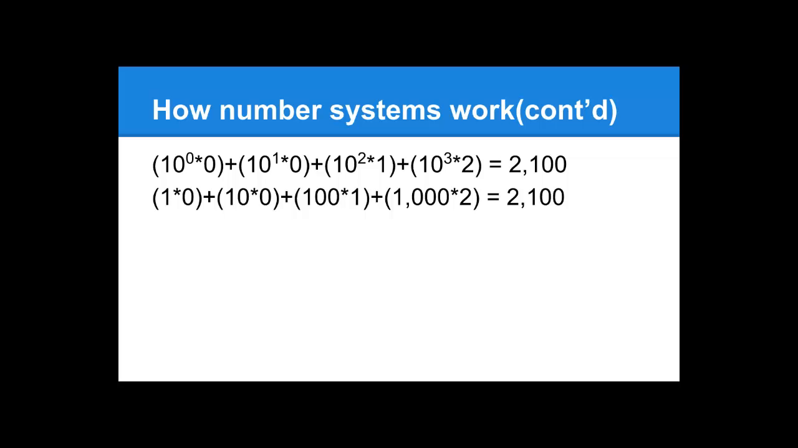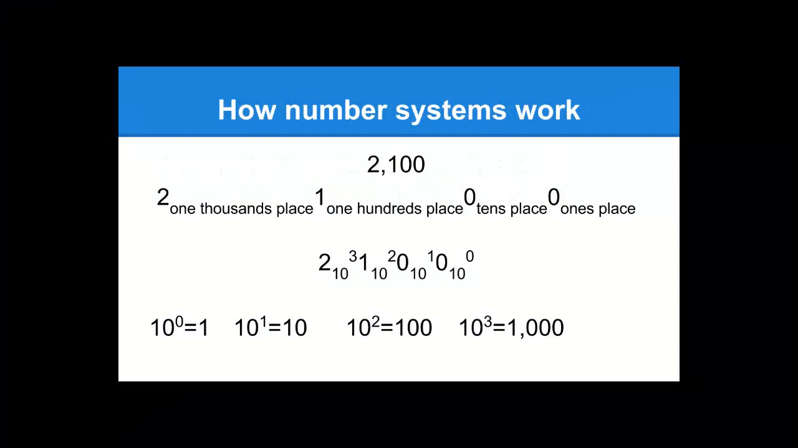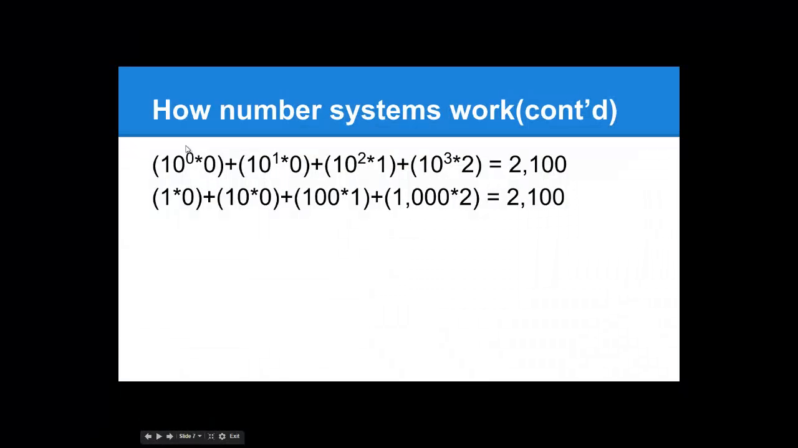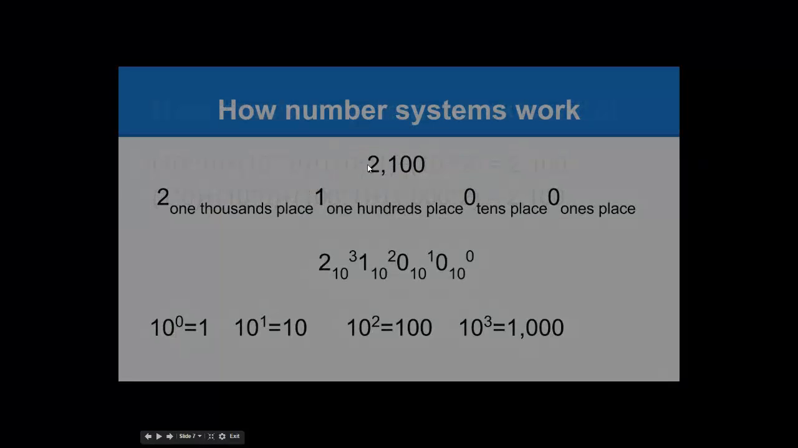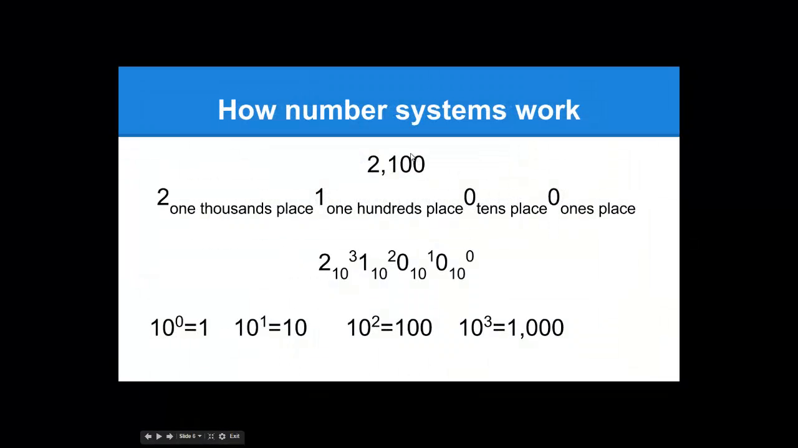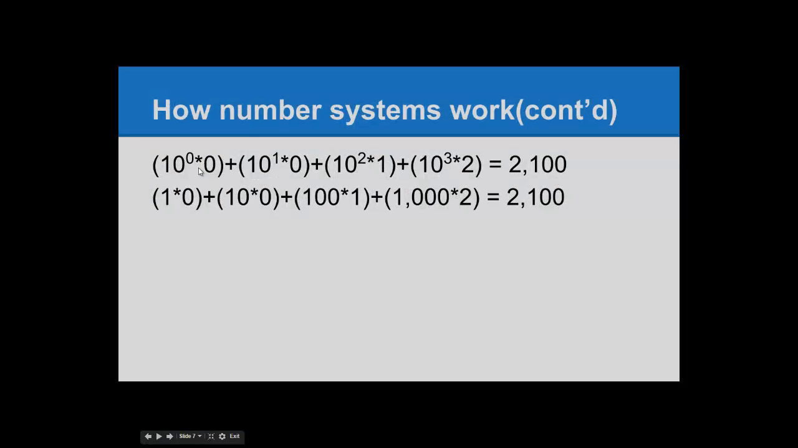Going back to this slide, maybe you noticed this in elementary school, maybe you just noticed it now: if you multiply each digit by its position value, then you will eventually get the exact same number. The 0 was at the ones place, and the other 0 was at the tens place. So 10 to the power of 0 is 1, and 1 times 0 gives us 0, plus the 0 at the tens place, which is 10 to the power of 1, so 10 times 0 gives us 0 again.